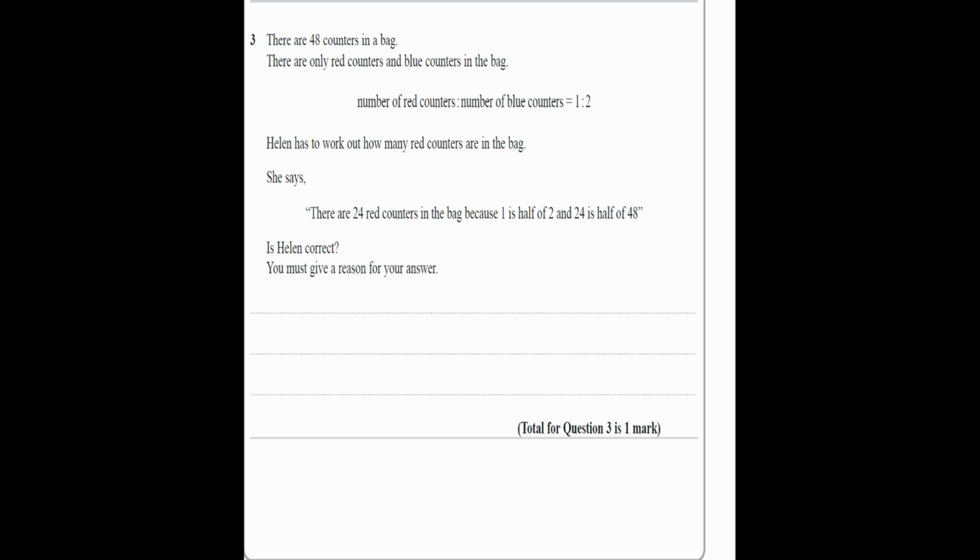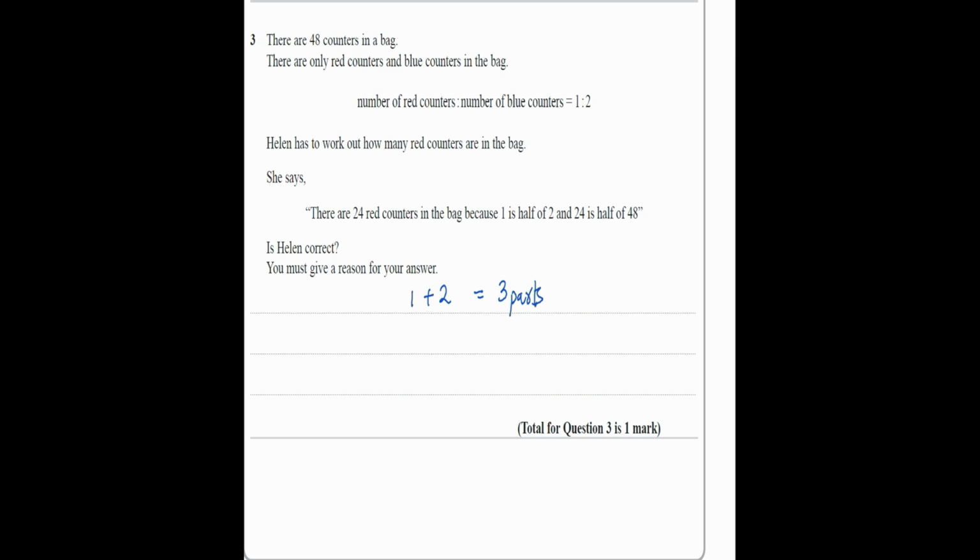Okay, so understand the ratio here. The question says number of red counters is to number of blue counters equals 1:2. This means for every one red counter, there are two blue counters. So in total, every group contains 1 plus 2 equals 3 counters. So we can write 1 plus 2 is equal to 3 parts.